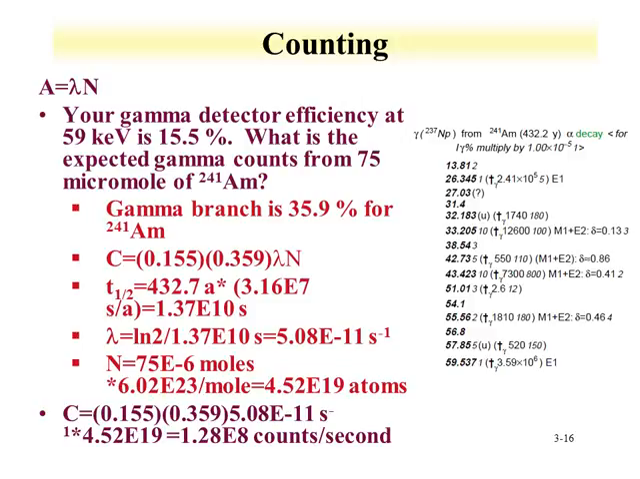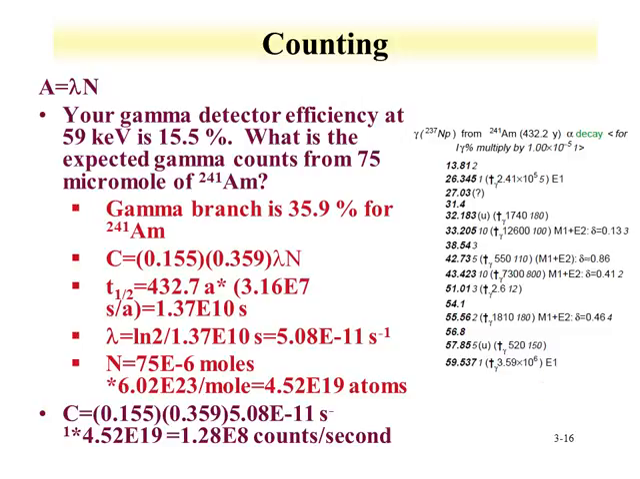So for the gammas, we know that the detector only sees 15.5% of the gammas, and then for every decay, the gamma branching is 35.9%. That means about 36% of the time when americium-241 decays, a photon is emitted. And we get that data from right here. This is from the table of the isotopes.